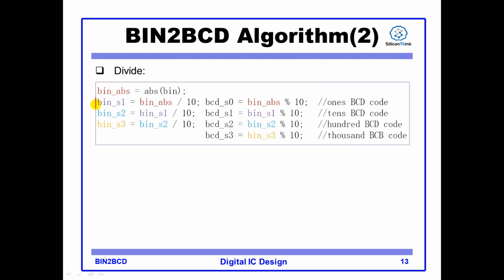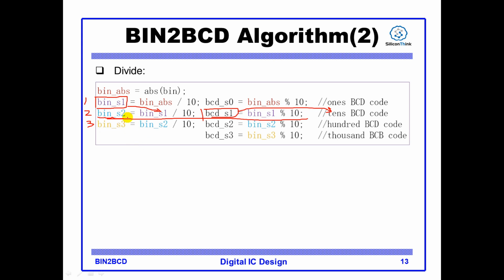Then I will reuse this value, reuse the quotient. I will reuse the quotient from the first step and use it to divide by 10, dividing the bin underline S1 by 10. Then get the remainder and the quotient again. So this should be the BCD code for tens. The first divider, the second divider, and the third divider.